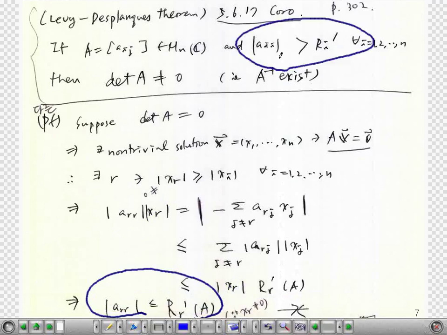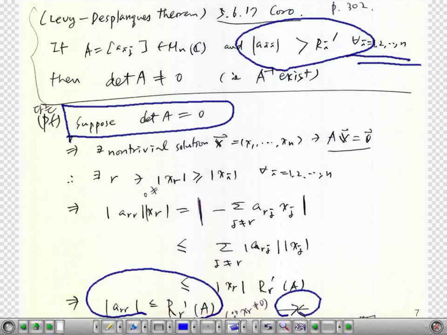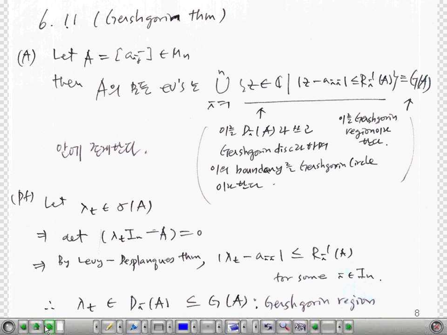But this is a contradiction to the assumption that we had. So this cannot happen. So the determinant of A shouldn't be 0. So this gives us a clear criterion to be a non-singular matrix.